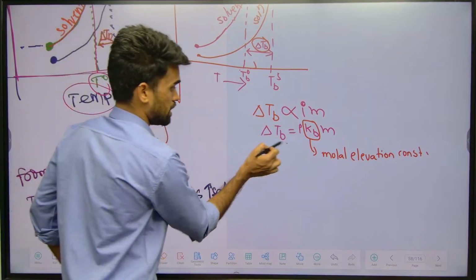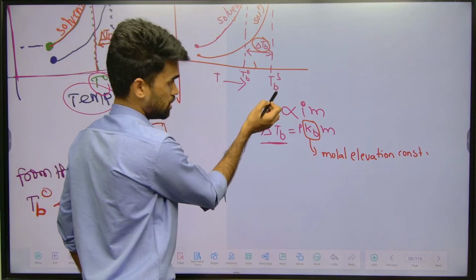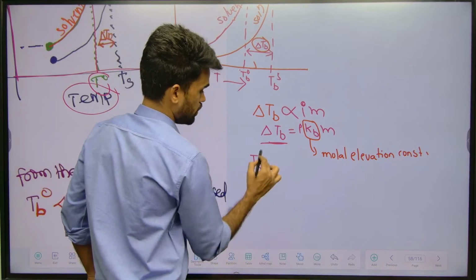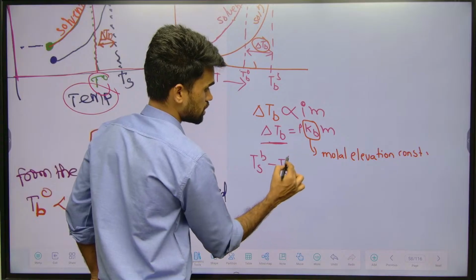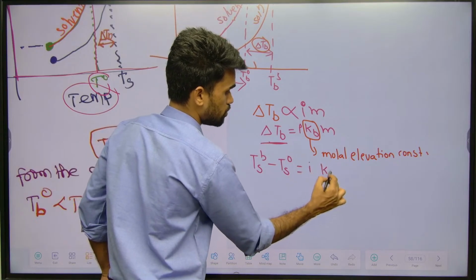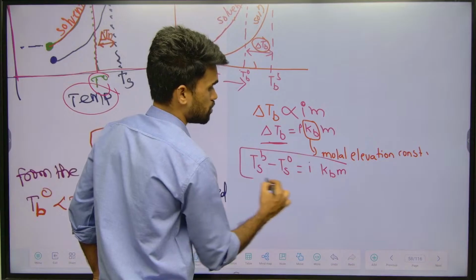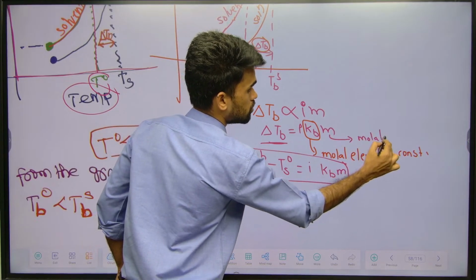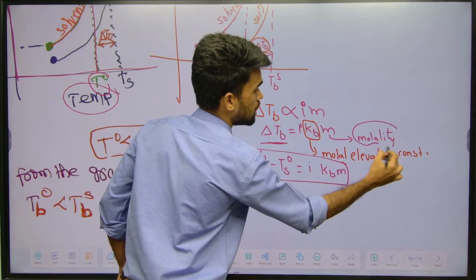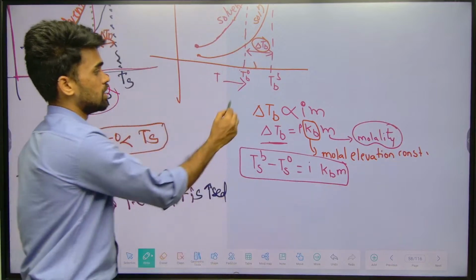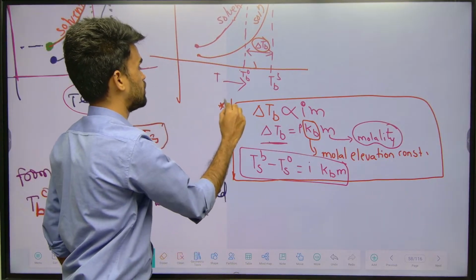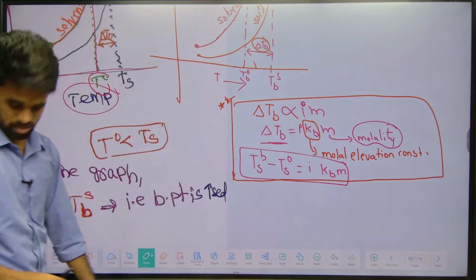So delta Tb, this is a difference right now. What minus what? Tb minus Tb naught. i Kb m. So this is the final formula you write. So what do we mean by m? Molality. Write these formulas. Okay. We'll do 1 or 2 questions, then it will be easy, understanding the concept, I think.